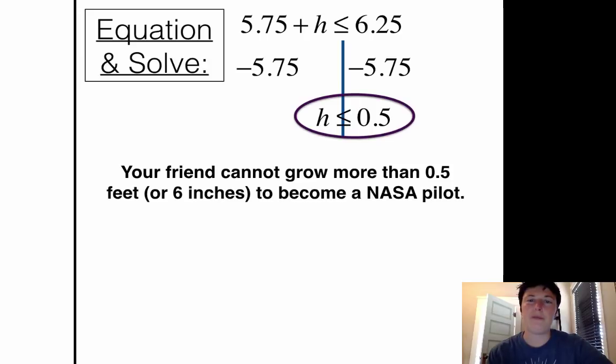That's our solution. Okay guys, so the big takeaway in this video was to know that you can solve an inequality just like you can an equation. Line down the middle, isolate the variable, graph it on a number line. And I hope you got a handle on how to do that.